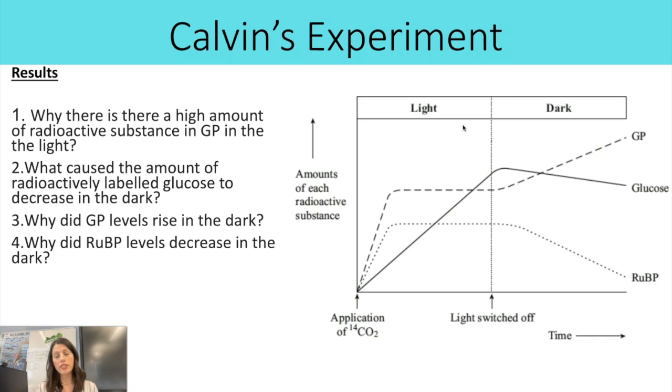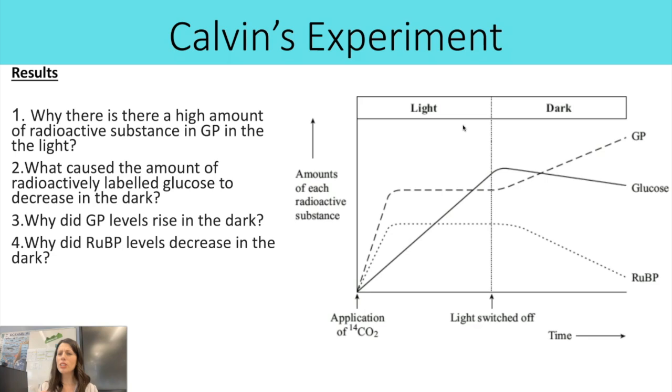In this particular example, we've got information on GP, glucose and RUBP. Most of the time when I've seen this exam question, they only include GP and RUBP, but because this one did have glucose as well, I thought let's put it in and we can explain all three. So the first common thing you might be asked to explain is why there is a high amount of radioactive substance in GP in the light.